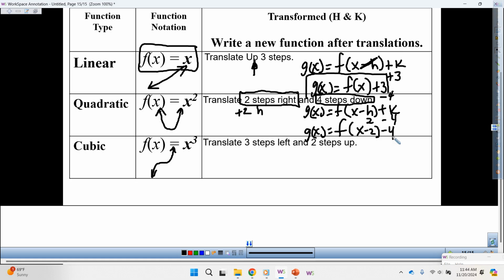What's the only thing missing? Tell your neighbor. Everyone? The exponent, right? The exponent of 2. All right? Do the last one by yourself, please.